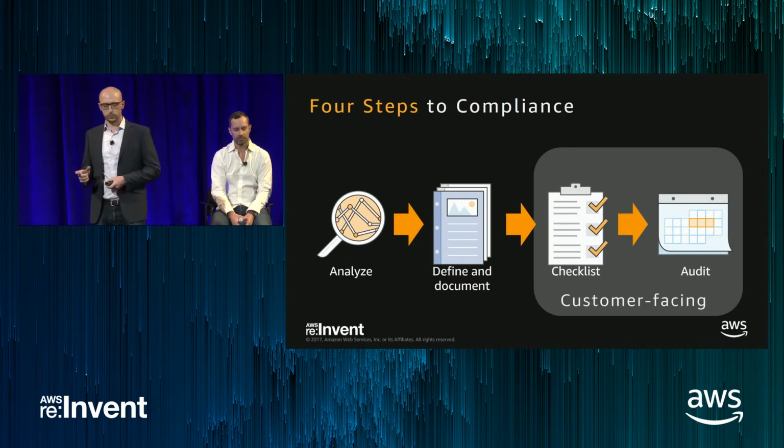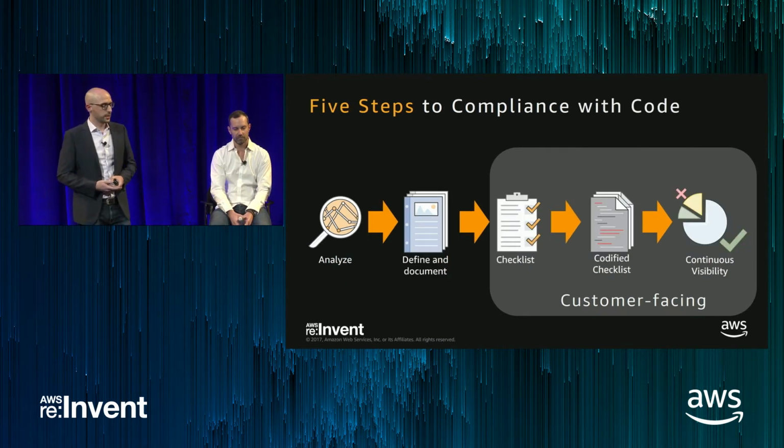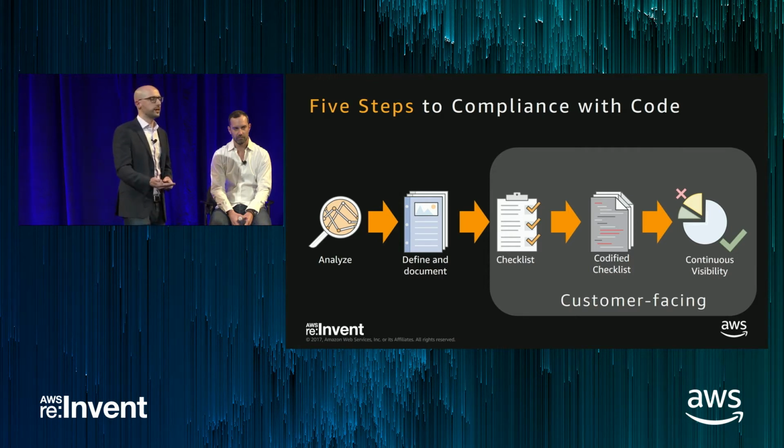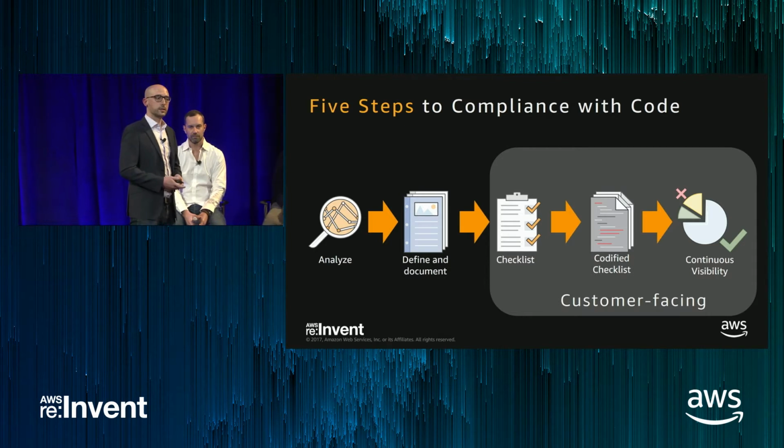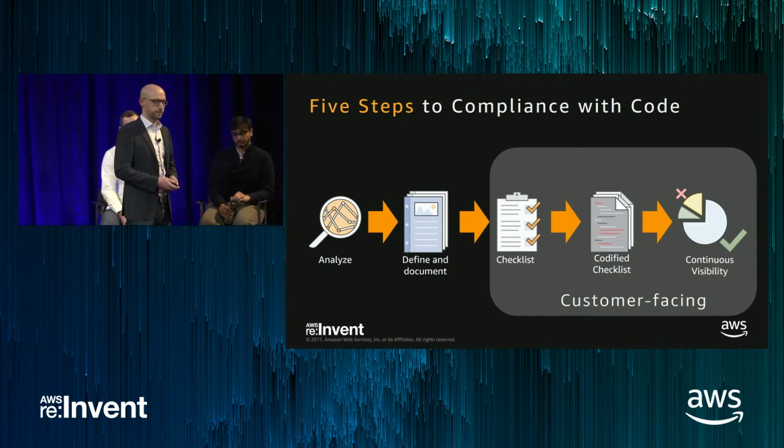So those 4 steps will become actually 5 steps, which is you will still have the checklist, but then you will have a set of codified checklists that the application owner can apply in his environment. And we will have the continuous visibility as well.